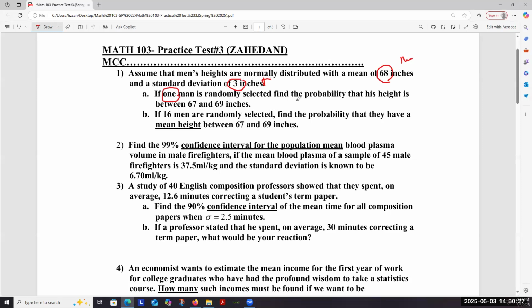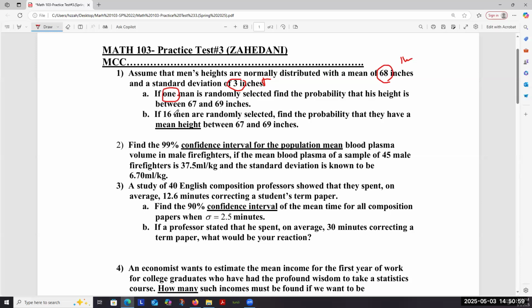So you ask the question, what is the chance that that person's height would be between 67 and 69 inches? So you want to find the probability that x is between 67 and 69. It can easily be done. You can change it to the z-score and find the area between 2 z values, or we can find it with the application or calculator right away. And I'll show you in a minute, okay? This is the first part.